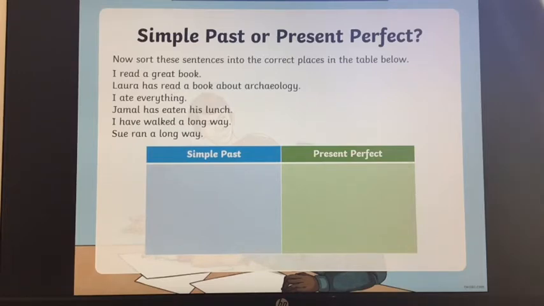So, the simple past. I read a great book. I ate everything. Sue ran a long way. All these things are finished. They're over and done with a long time ago.